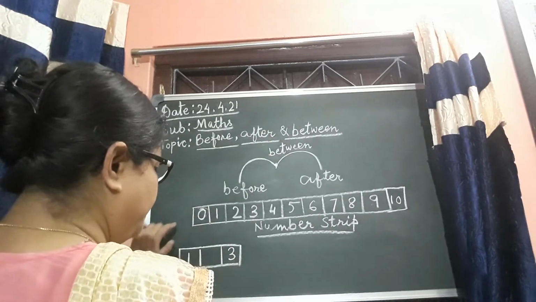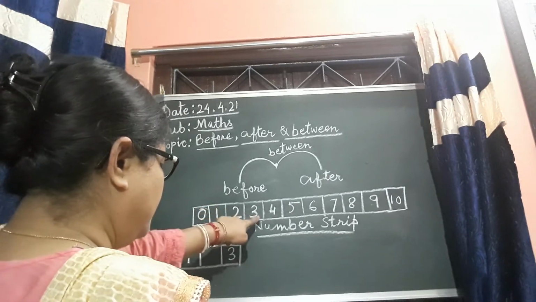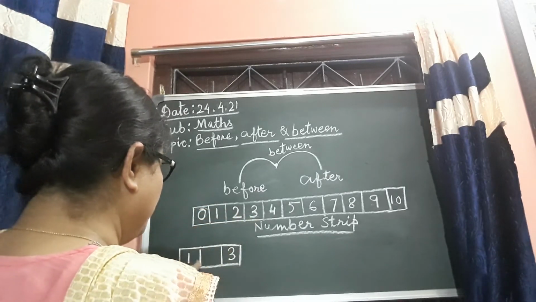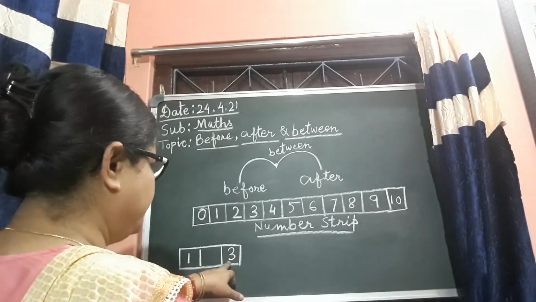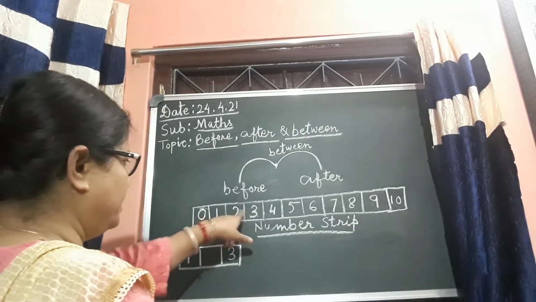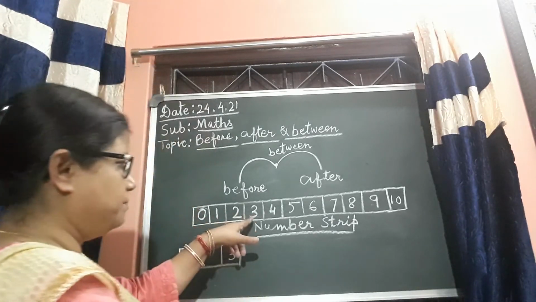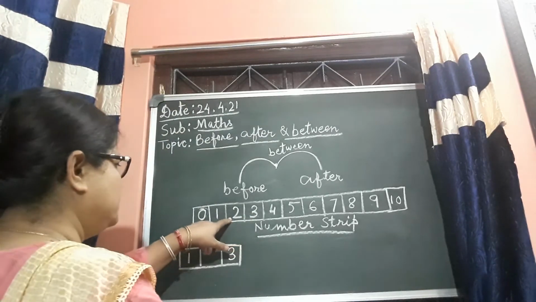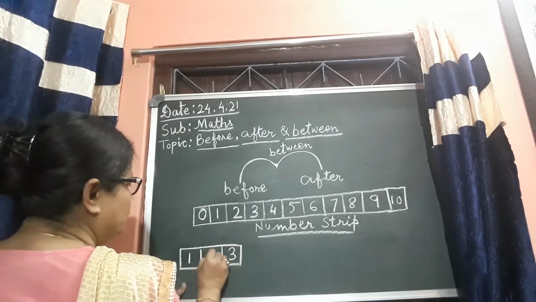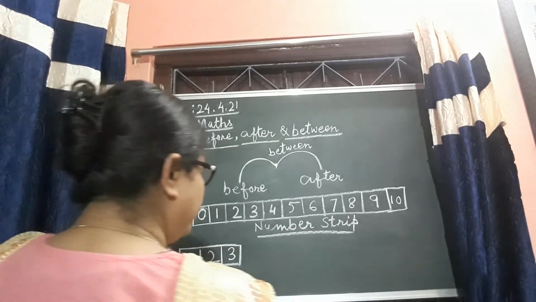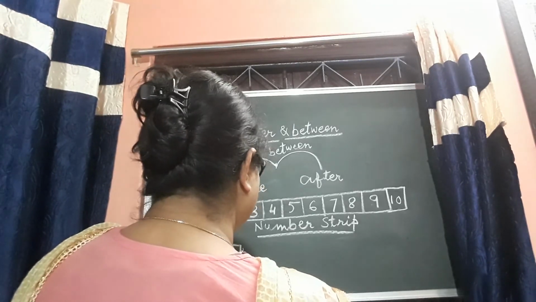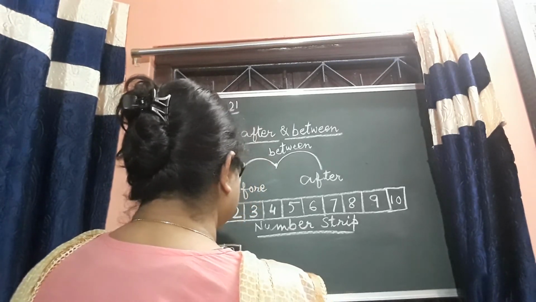Now we will see which number comes in the between of these two numbers 1 and 3. Which number is coming here? We will now see the number strip at first. So see, here is number 2. Okay, children. Now we will see next.